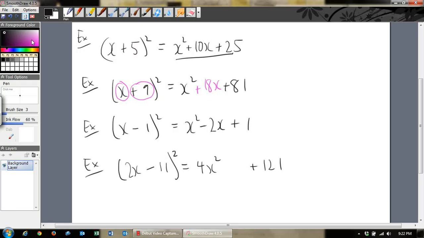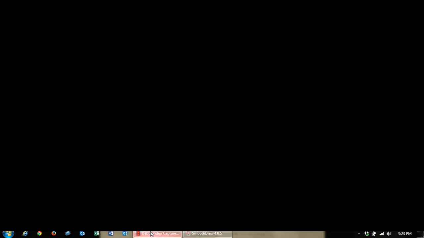Okay, let's think about what's on the inside. Look at your two terms. You've got a 2x and you've got a negative 11. Let's multiply those two together. 2x times negative 11 is negative 22x. Let's write that there, negative 22x if you multiply them together. And then we need to multiply that by 2 to get the term that's inside. And so you get negative 44x, and that's your answer. Okay, get some practice with those. They can be tricky, but if you get them, it saves you heaps of time later on in your math.